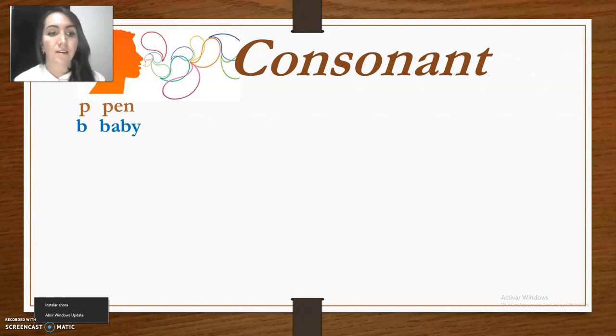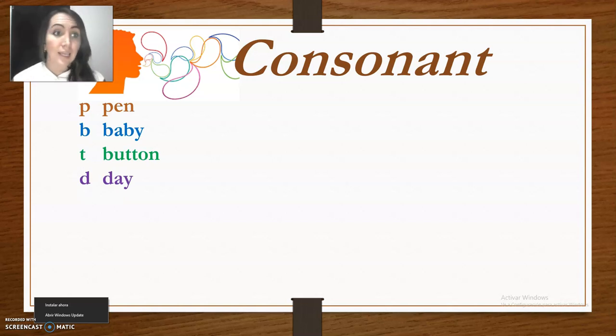Next is b. For example, baby. Next is... for example, button. Next is d. For example, they. Next is... for example, k.